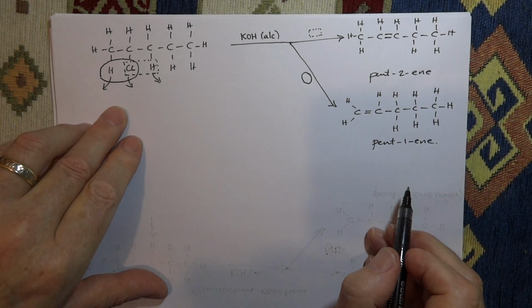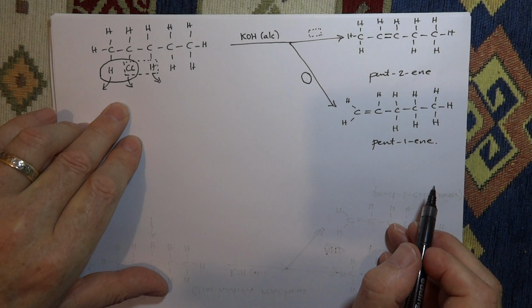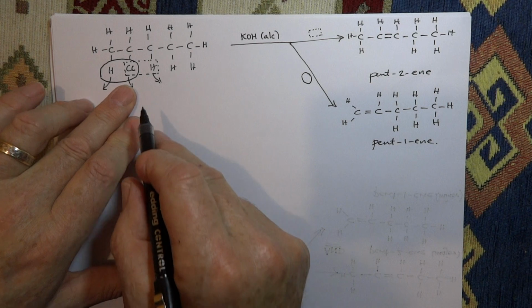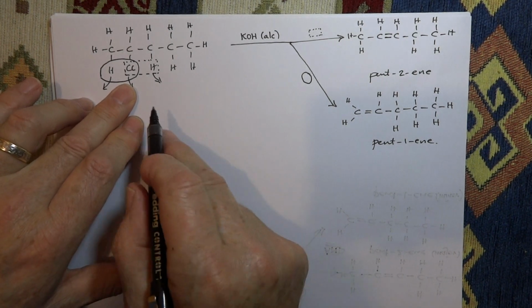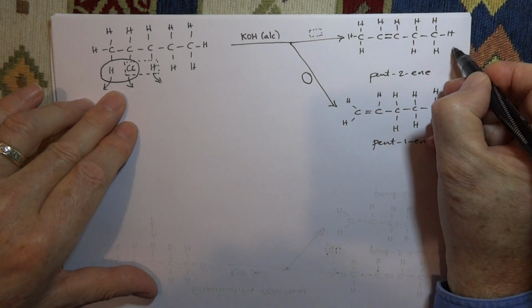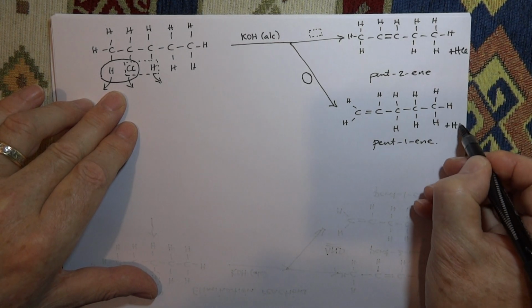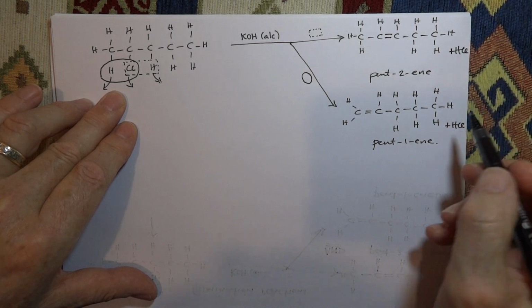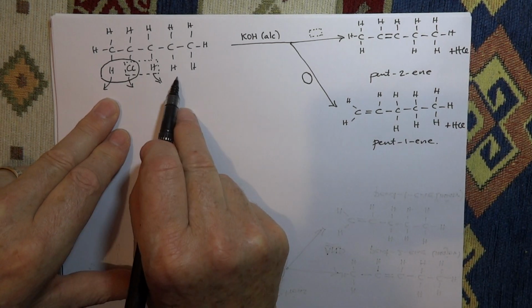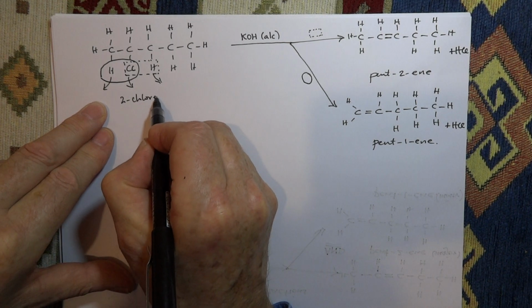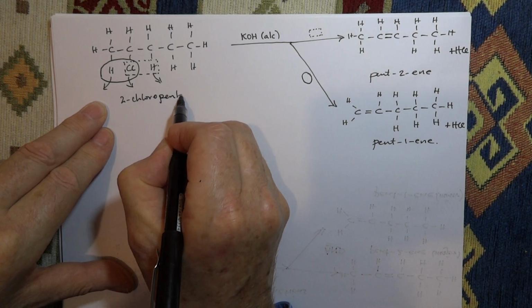So elimination reactions involve the elimination of atoms from a molecule. We can ask ourselves, well, what is eliminated? Well, it's H and Cl. In other words, HCl. So HCl is a small molecule that's removed from this larger molecule here, which is a haloalkane, 2-chloropentane.